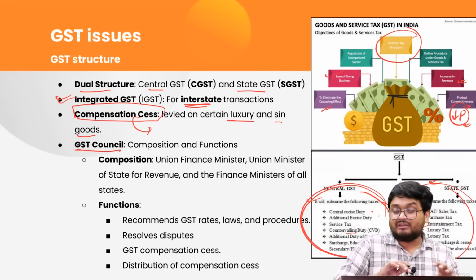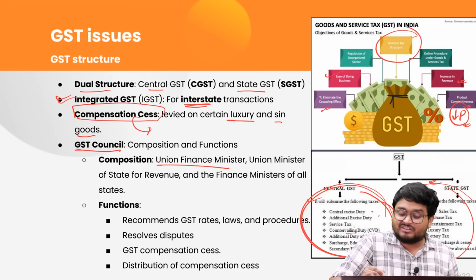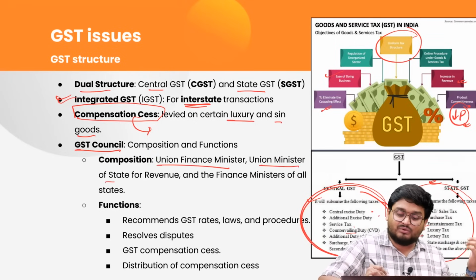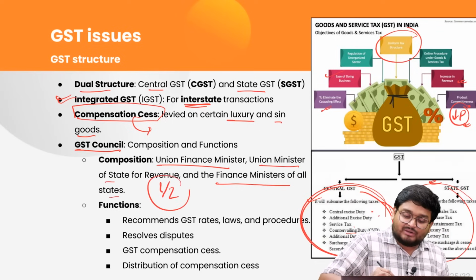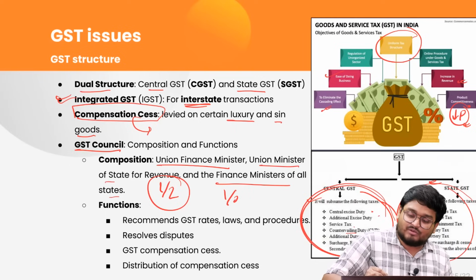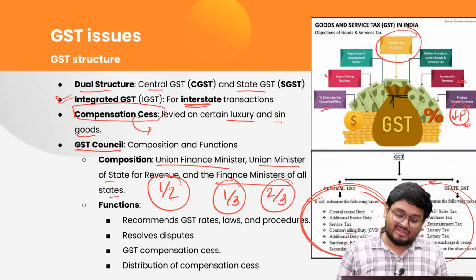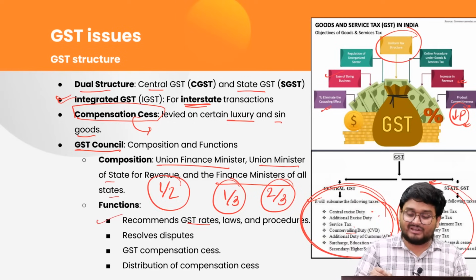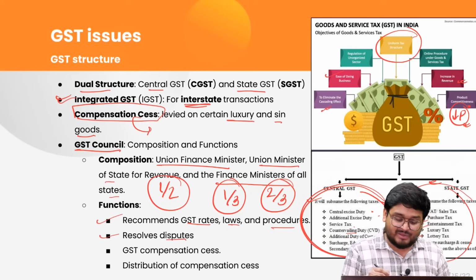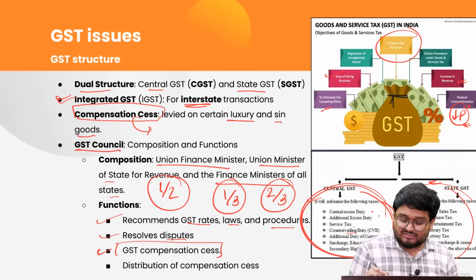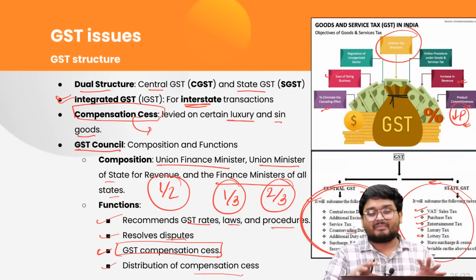And in the GST architecture, we have a GST Council, which has the Union Finance Minister as the chairperson, the Union Minister of State for Revenue, and the Finance Ministers of all the states, right? Here, the quorum of this council is half, and the center has one third of the vote. The states collectively have two thirds of the votes in this council, where the main function is that they will be recommending the GST rates, laws and procedures. They will be resolving disputes with reference to any GST aspect. They will also be deliberating on the GST compensation cess, the amount of the same, and finally the distribution of the compensation cess.